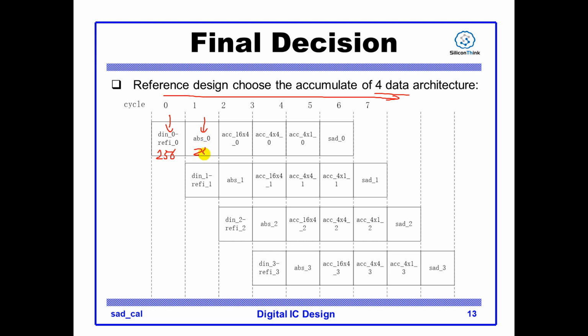So also 256 ABS operations working in parallel. Then I will accumulate 4 data in a row and use the 16x4 array. Then accumulate 4 data in a column, using the 4x4 array. Then accumulate 4 data in a row, then in a column, to get the final result.